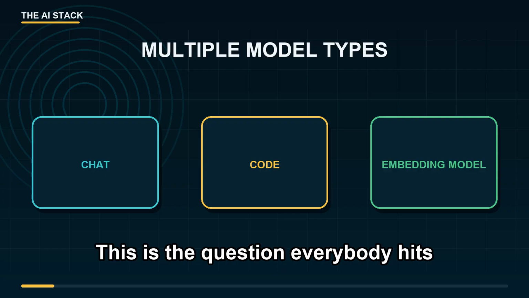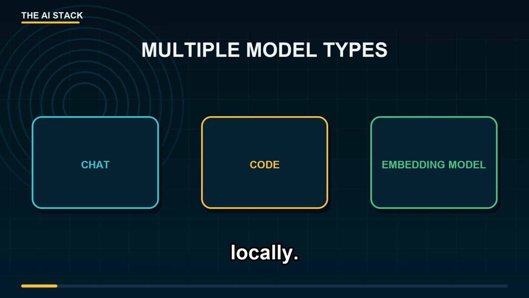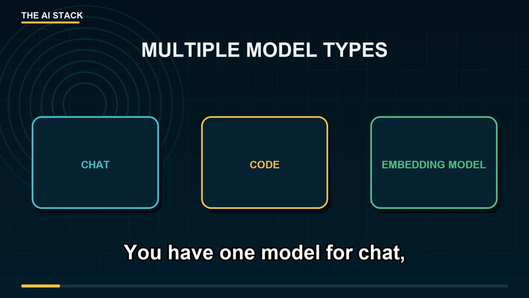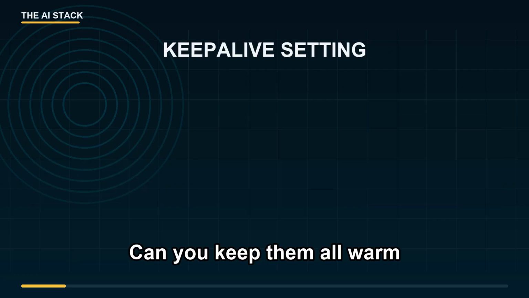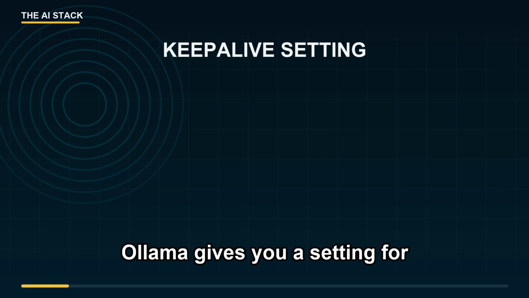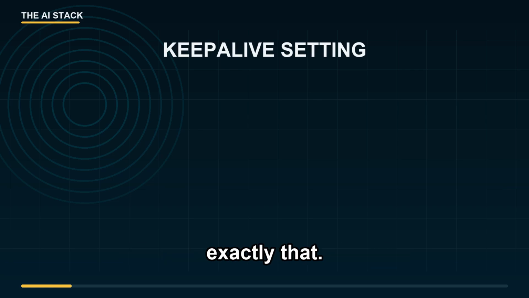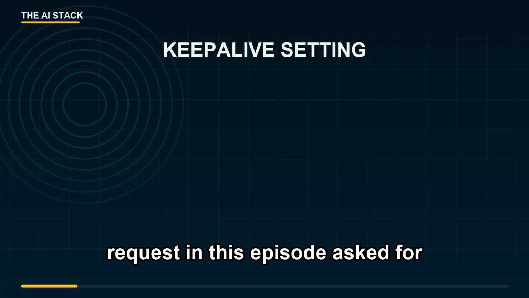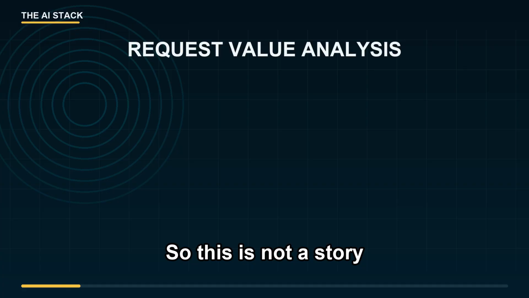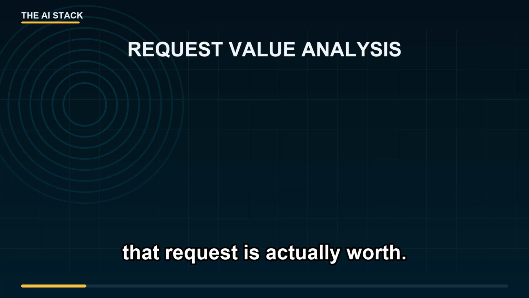This is the question everybody hits on day 2 of running models locally. You have one model for chat, another for code, maybe an embedding model for search. Can you keep them all warm so nothing has to load again? Ollama gives you a setting for exactly that. It is called Keep Alive, and every request in this episode asked for 10 minutes. So this is not a story about a default timing out. It is a story about what that request is actually worth.